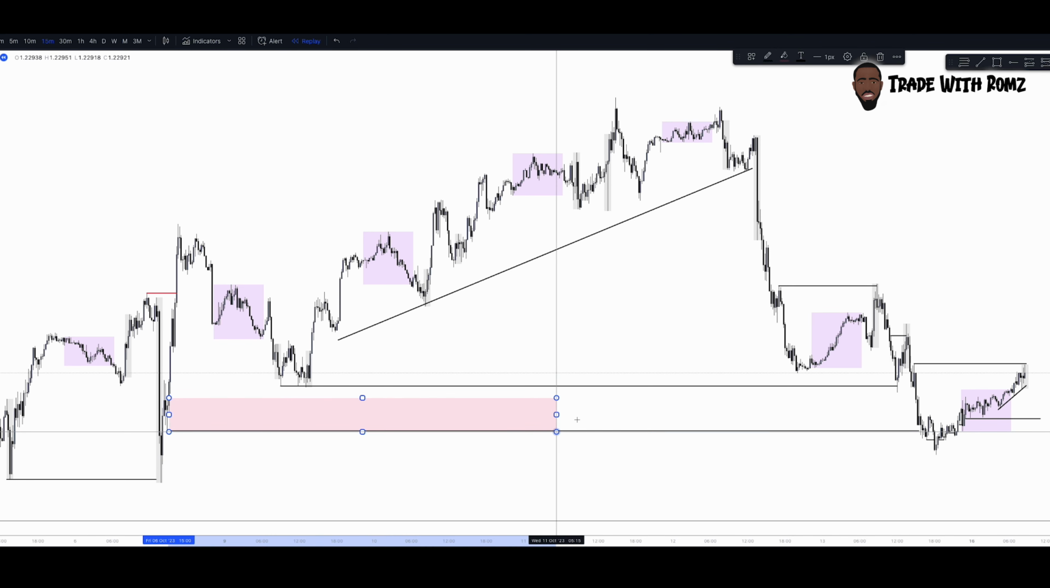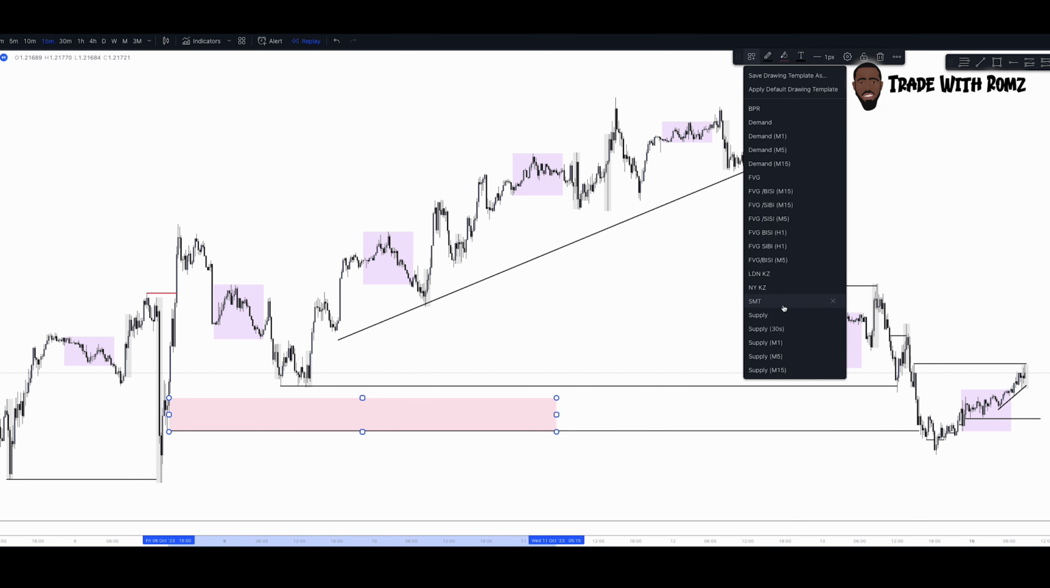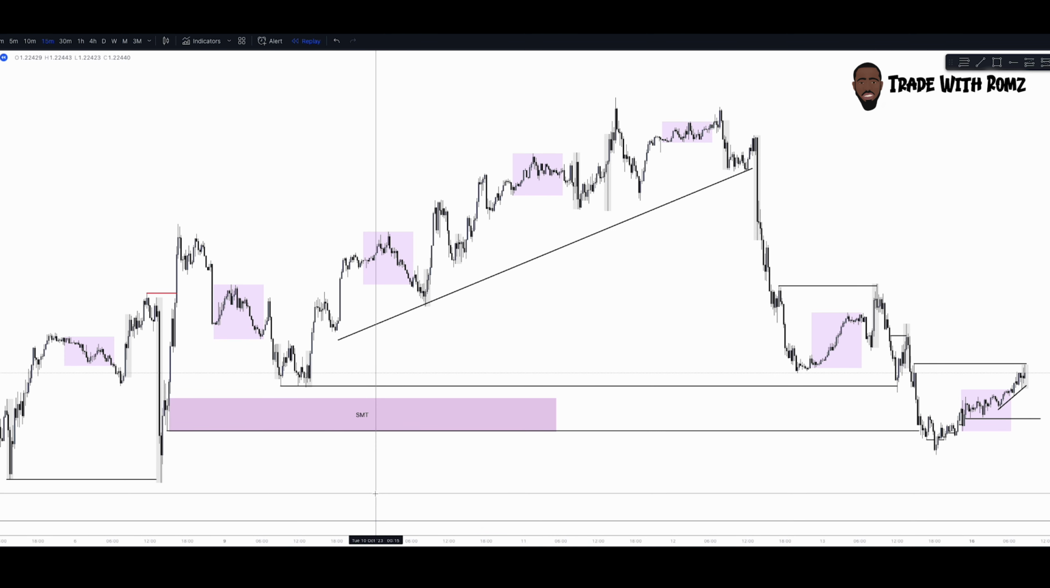Some people might try and take their entries from this point. Maybe smart money traders might try and take their entries from this point, but this is always a no-no. You want to wait for liquidity to be taken first before getting into your entry.